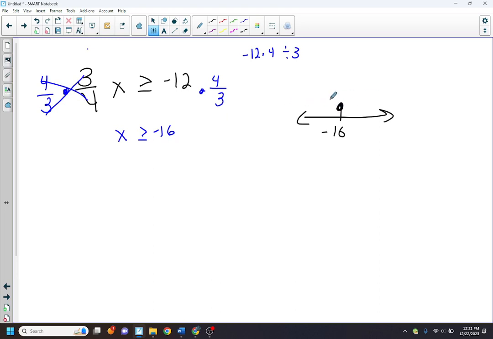0 over here. Is x bigger than -16? Yeah. So we'll go this way.